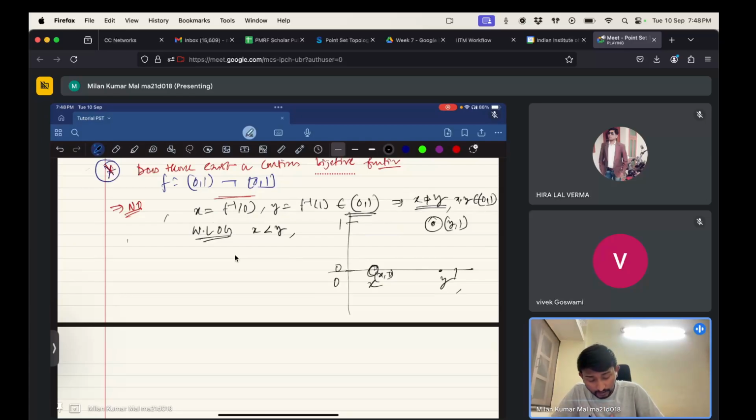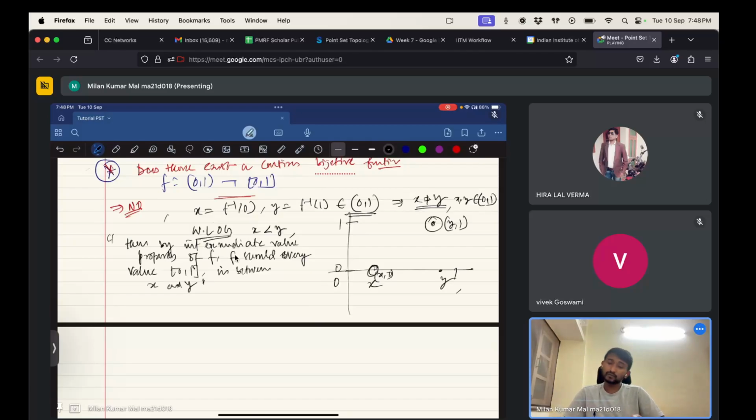If x less than y, then by the intermediate value property, f should take every value from 0 to 1, every value in the closed interval 0 to 1, in between x and y. So this is not the formal definition; the statement is something like this: if f is a continuous function, then f should have the intermediate value property.